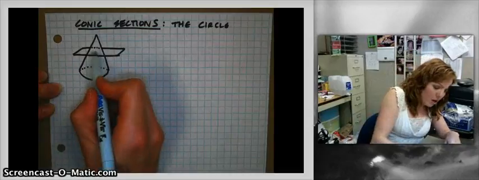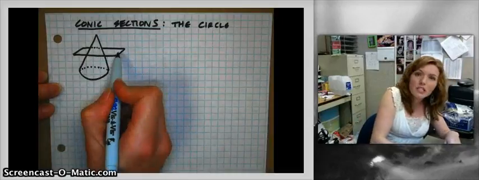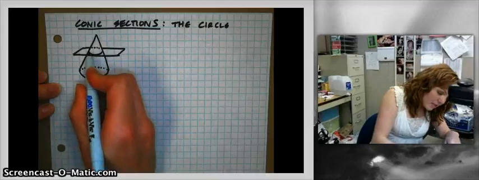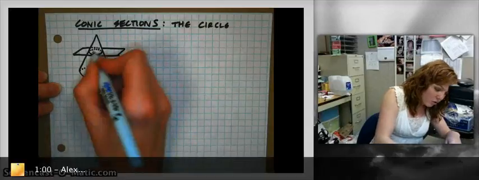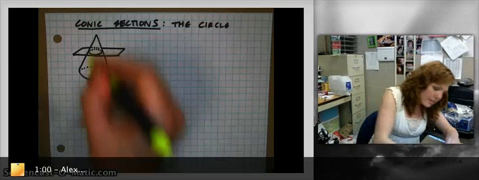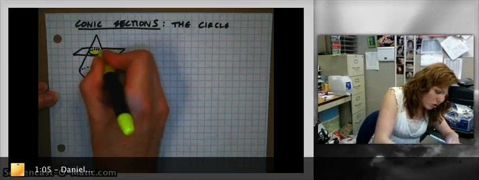So we have a horizontal plane that has been cut through this cone, and what happens is it actually makes the cross section of a circle. So this piece right here is in the shape of a circle.